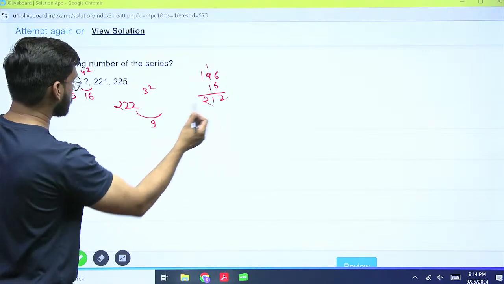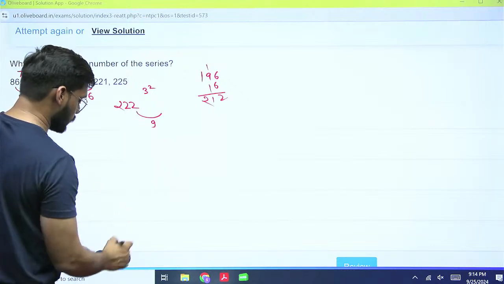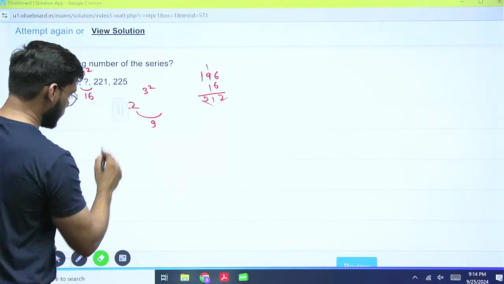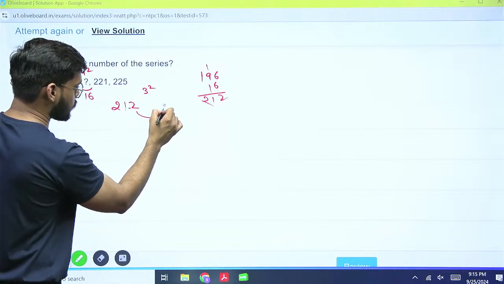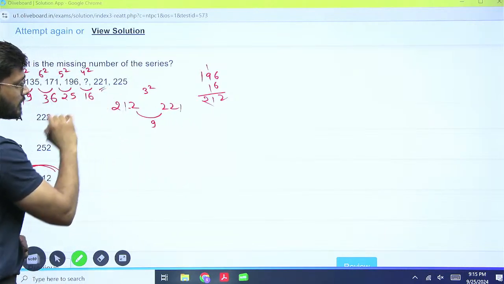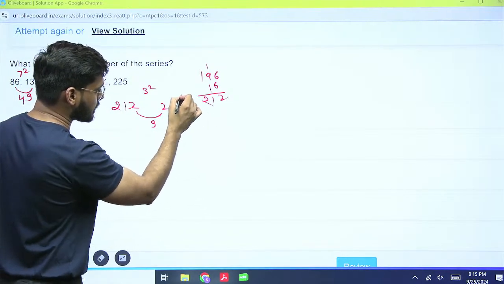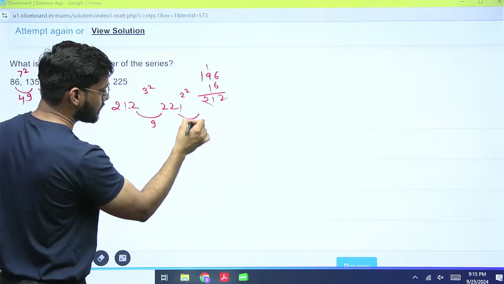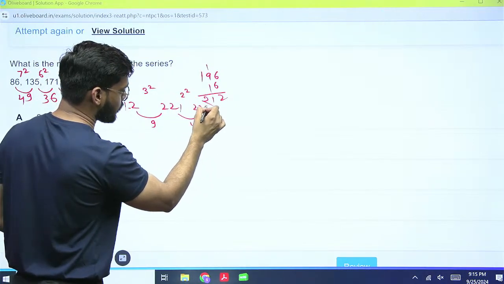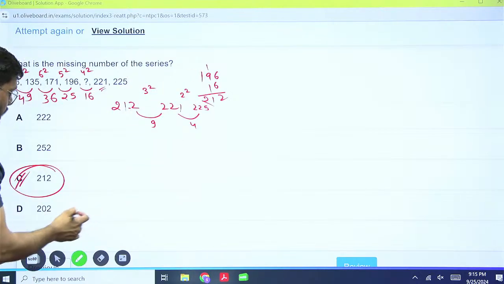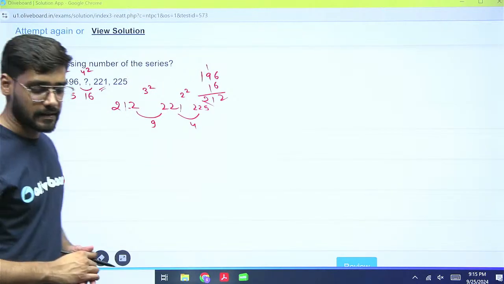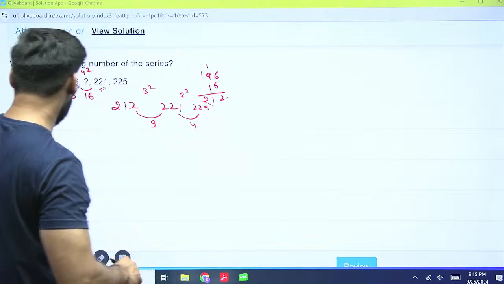And if we are adding 9 in 212, then what we'll get? 221, which is here given. And now we have to use the square of 2, that is 4, and 221 plus 4 gives 225, and hence we are satisfying the further series. So our answer is 212, option number C, right? Let's move on to another question.